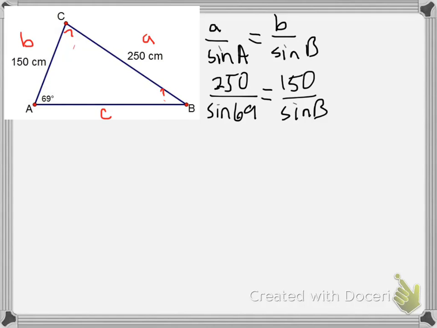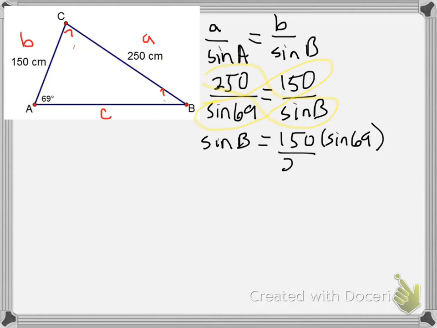So I'm going to rearrange this, and if I do all my cross multiplying and stuff, I'm going to skip all those steps because I can do a lot of that in my head and save time. You should be able to do that too. I'm going to get sine B equals 150 times sine 69 degrees divided by 250. That's what's going to eventually happen when you do all the steps. So I've skipped some steps in the cross multiplying.